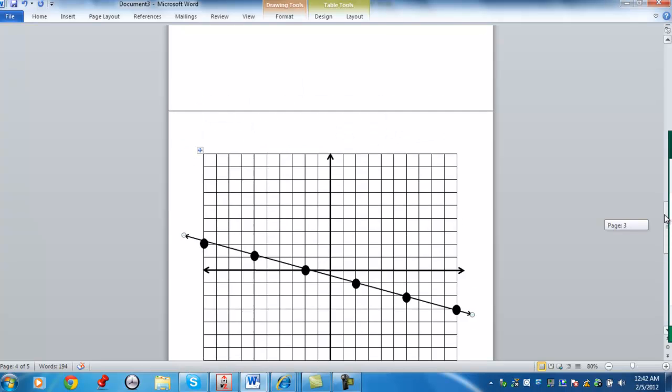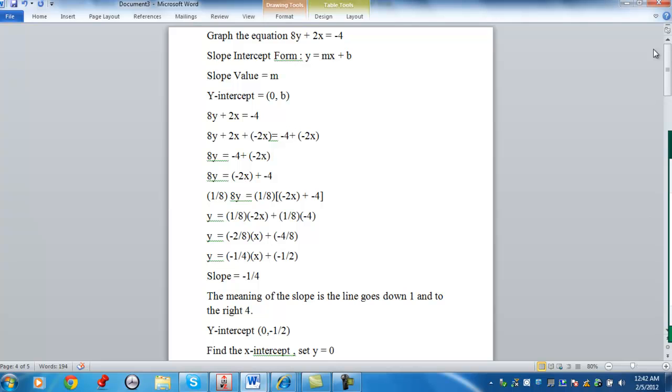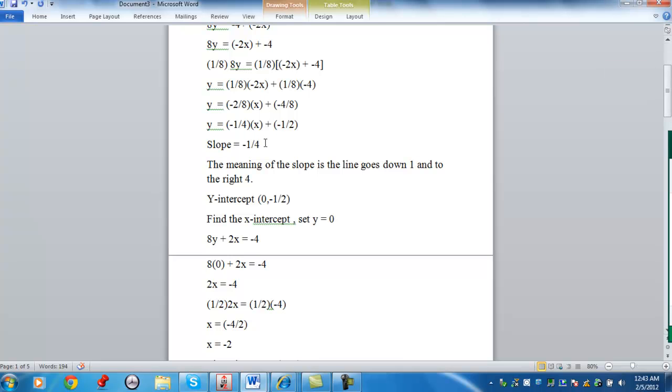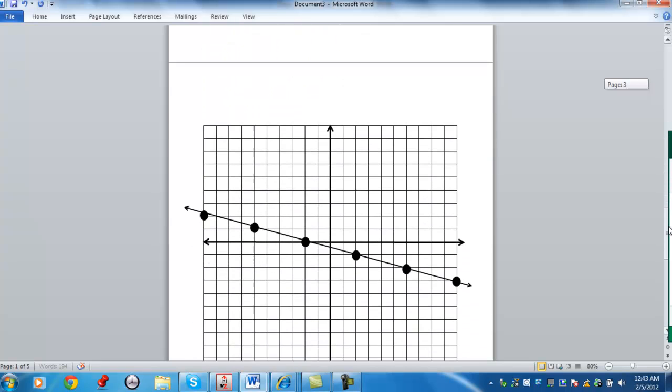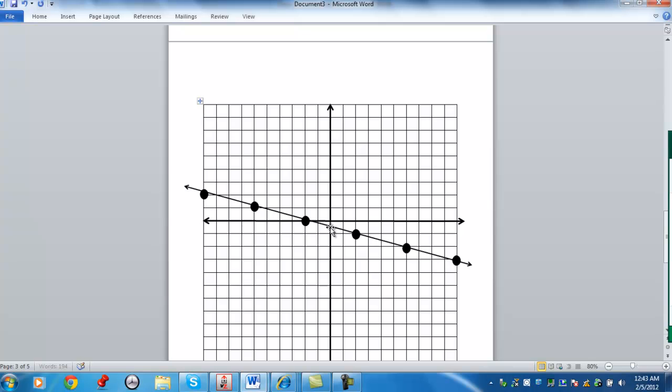Okay, so let's recap. We had an equation, 8y plus 2x equals -4. You could use the slope-intercept form to find the slope and the y-intercept. The slope was -1/4. The y-intercept (0, -1/2). If I look at my graph, this should be about where 1/2 should be, right here. Right here at this point is my y-intercept. And it has a slope of -1/4, meaning it goes down 1 to the right 4, down 1 to the right 4, down 1 to the right 4, down 1 to the right 4.